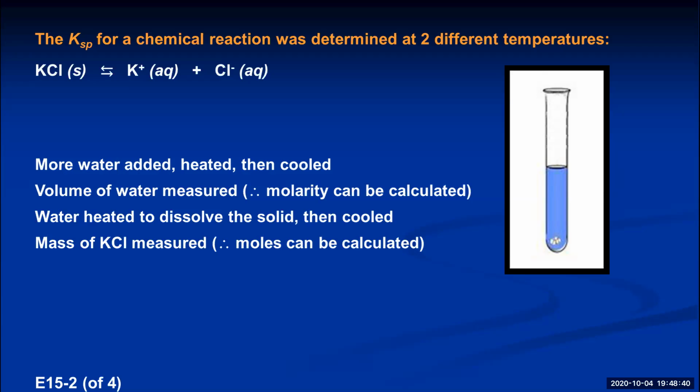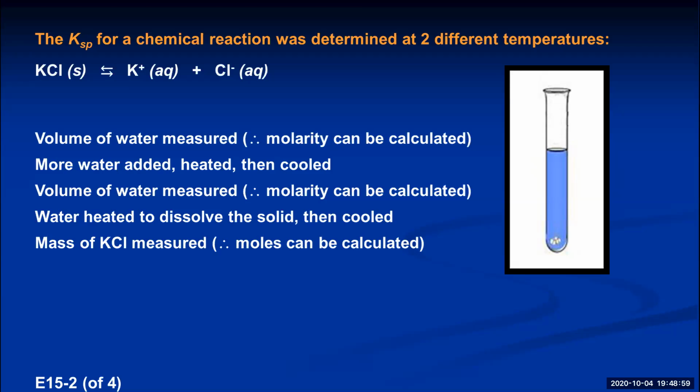So by adding more water and heating up the solution, you'll redissolve the potassium chloride. Taking the heat away, we let it cool down, and you just watch for the first crystals to appear. And once those first crystals appear, you record the temperature again. Now that we know the temperature, we measure the volume, and then moles divided by volume will give us molarity.